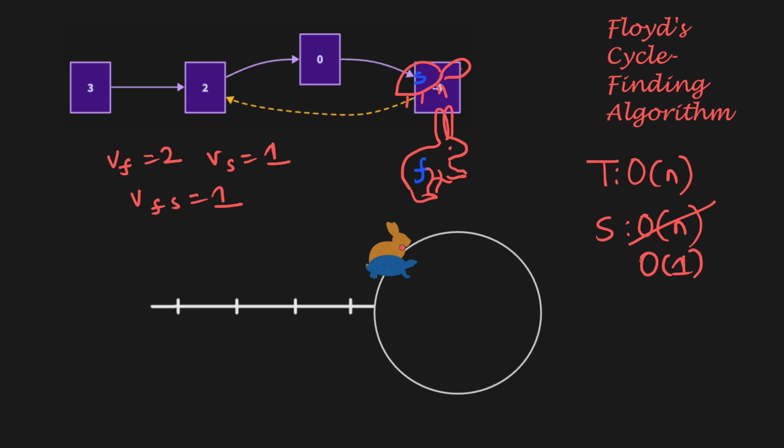Since the relative speed is 1 and the max length of this circle is n, it will take the hare at most n steps to catch up. That's why the time complexity stays O of n even with the cycle. And for space, we only use two pointers, slow and fast, no matter how big the list is. That's O of 1 space, a huge improvement over the HashSet based approach.